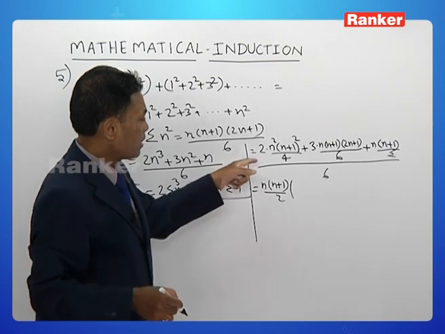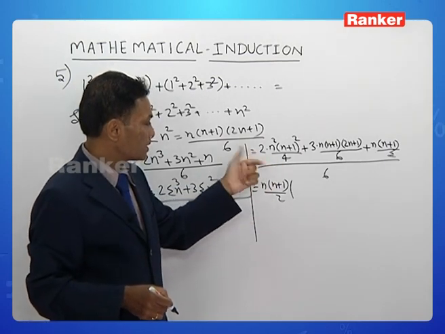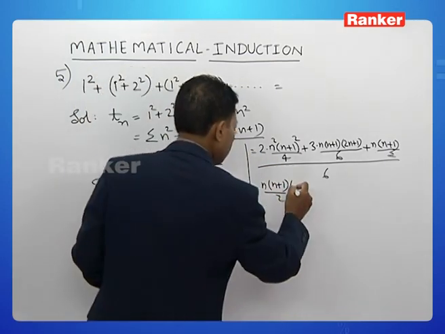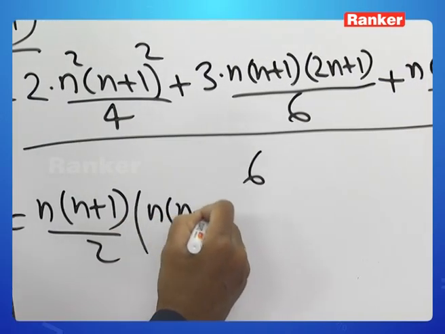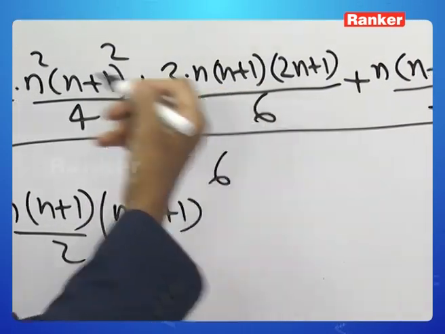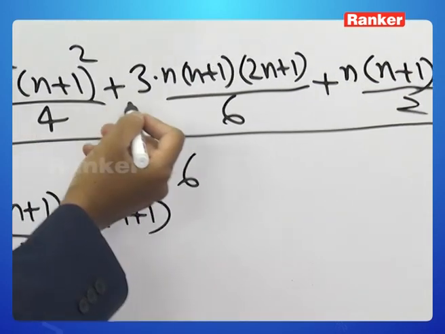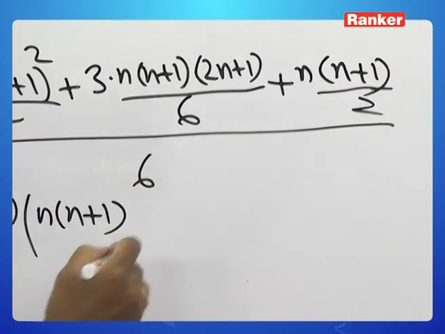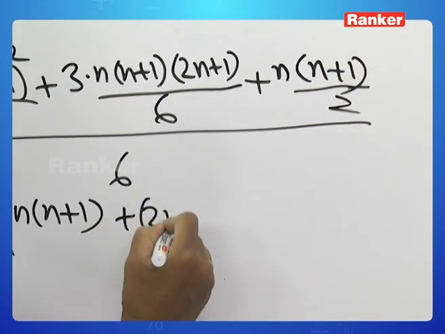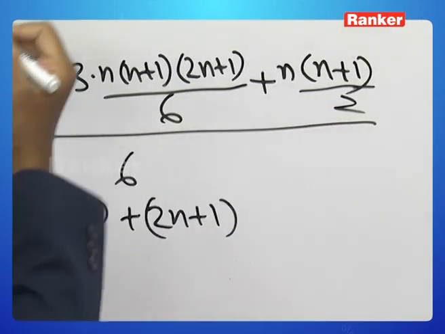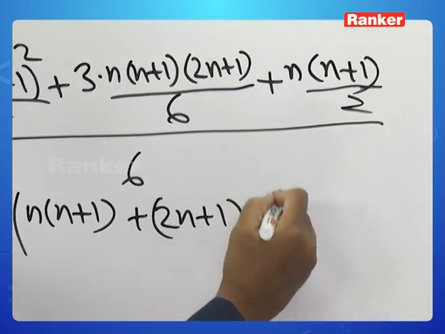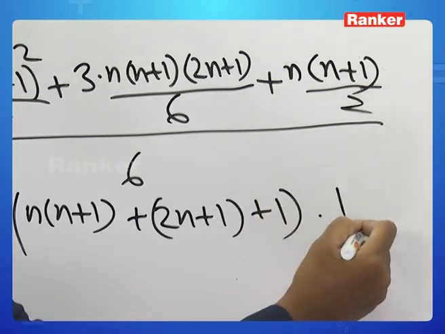So, here already 1 by 2 is taken common, 1 by 2 is there, cancel. So, what is remaining here? N into n plus 1 is there. Here n into n plus 1 by 2 is gone, and the remaining 3 cancels. So, only 2n plus 1 is there. Here total n into n plus 1 by 2 is gone, so plus 1 is there, again whole by 6.